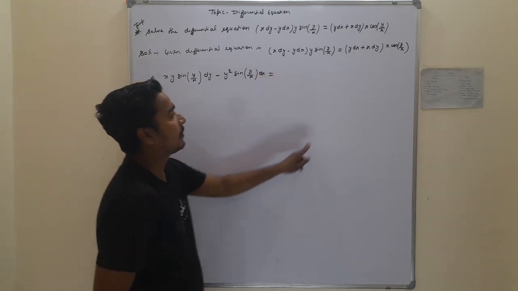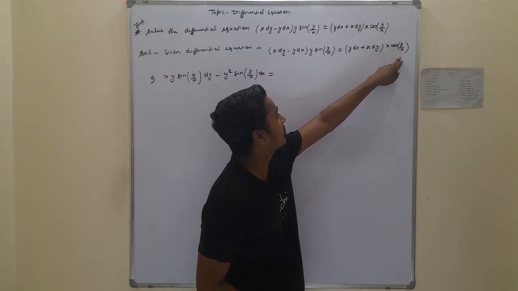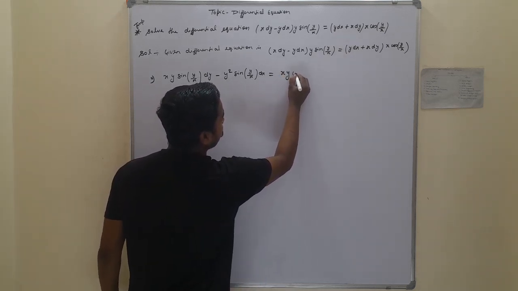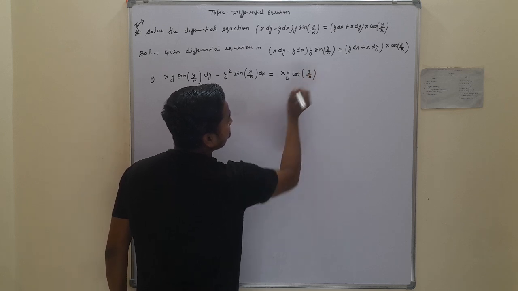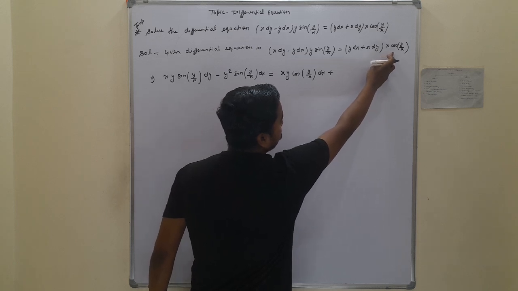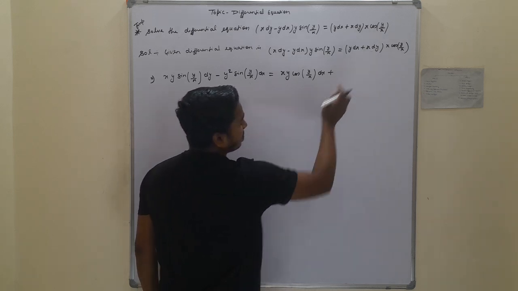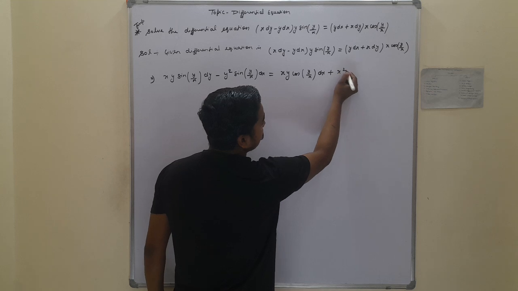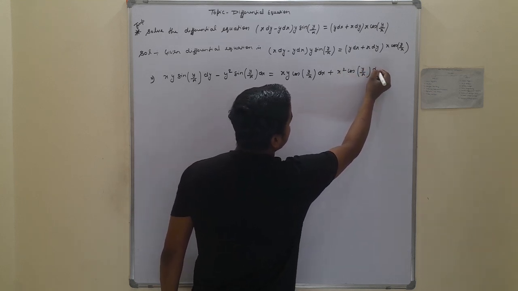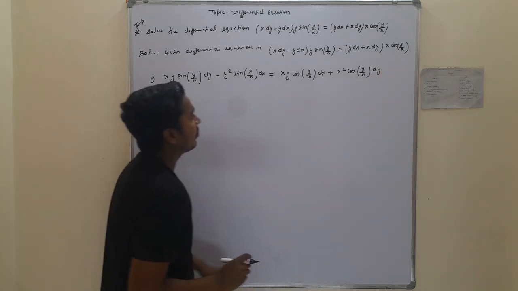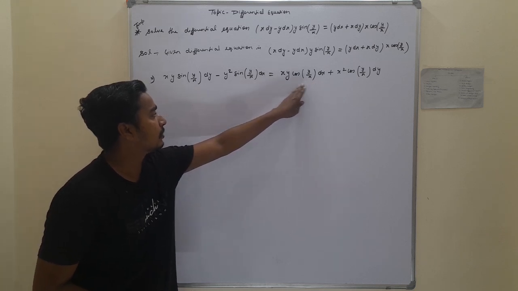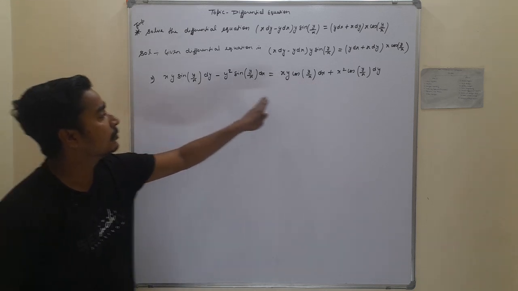Similarly, multiplying x cos(y/x) with y dx gives xy cos(y/x) dx, plus x cos(y/x) multiplied with x dy gives x² cos(y/x) dy. Further, taking the dx terms to the right hand side and the dy terms to the left hand side.